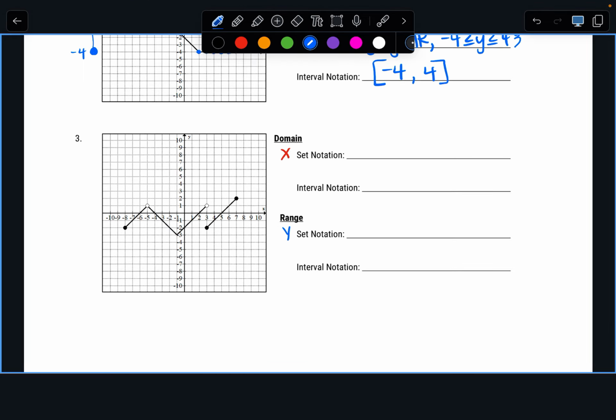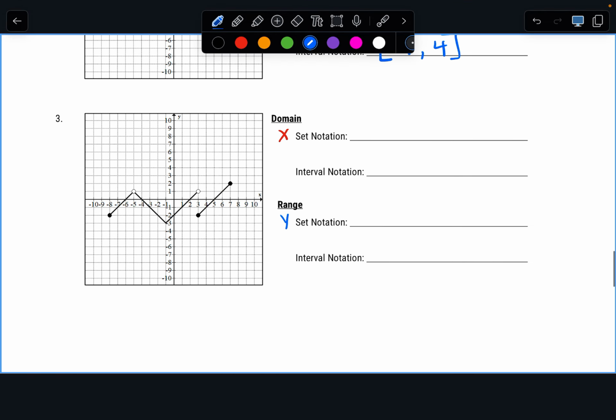So let's go in and let's look at this. Domain first, I see that the first thing that I have left to right is a point at -8. That's kind of where this graph is starting. Anytime you run into an open circle, that is a stopping point. So I have an open circle at -5. So that's a stopping point.